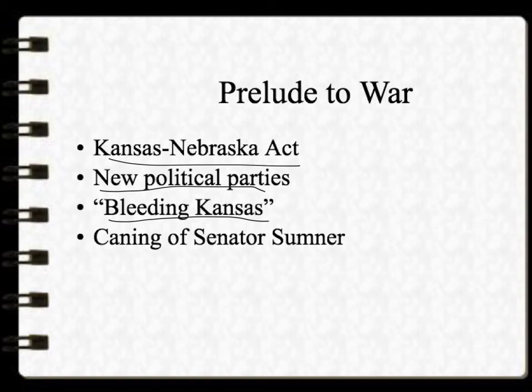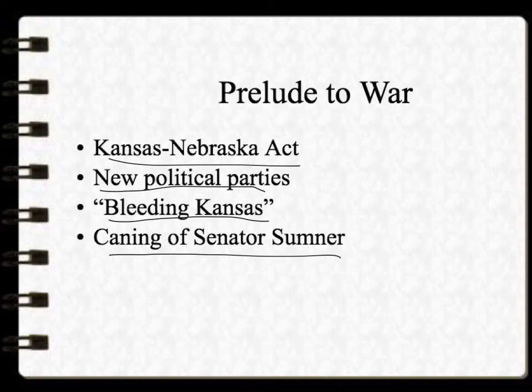So another interesting thing that happened was the caning of Senator Charles Sumner. So in 1856, Senator Charles Sumner of Massachusetts attacked the Kansas-Nebraska Act and demanded that Kansas be admitted as a free state. And so he savagely berated Douglas and Senator Andrew Butler of South Carolina for defending this act.